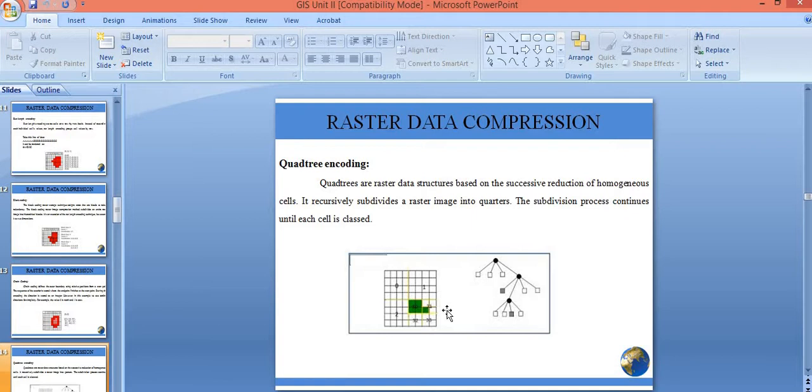So when you split it, in the first part you have white color, so represent it as a leaf node. Second part you have white color, so represent it by using a leaf node. Third part you have green color, represent it by using a leaf node. And the last part again as a leaf node. So like this you have to represent. So this is what is referred to as quadtree encoding, right?